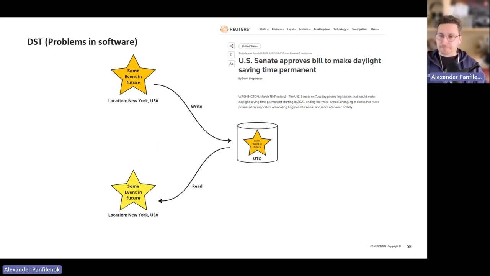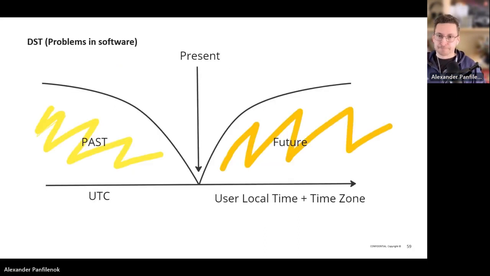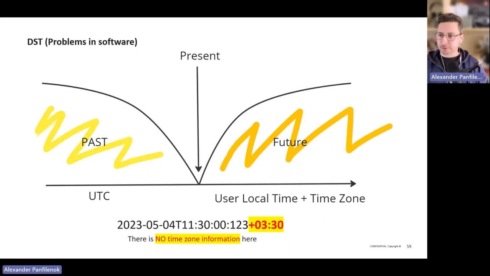So here is an example of what we have seen previously. For all past events and the present, you can use UTC and it should work well. If you will work with future, you should use local time if it does matter for you, and you should also save the user's time zone. So you should not use UTC plus time zone. You should use local time in some time zone plus that time zone. And again, there is no time zone information in this date.